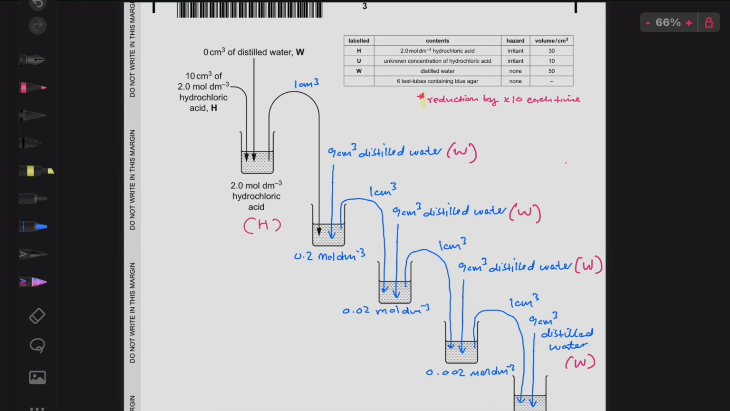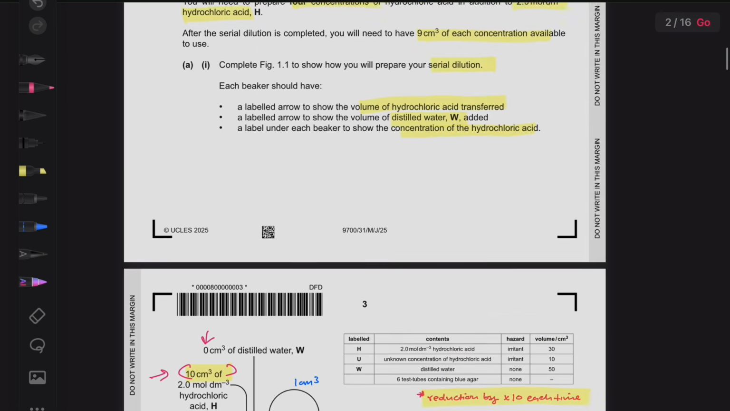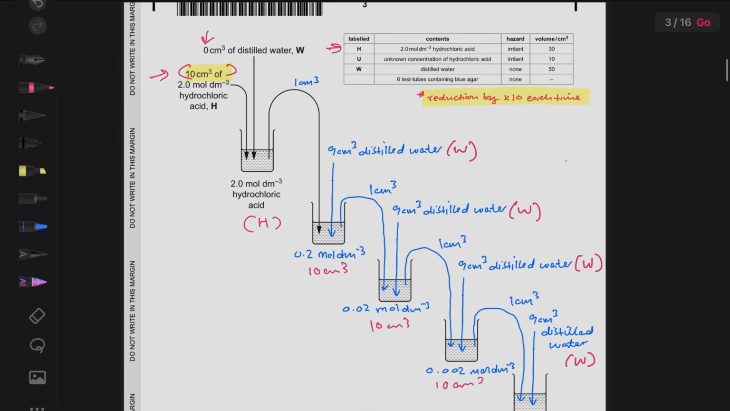So they did say a reduction by a factor of 10 each time, and they've started us off with 10 cm³ of our standard solution. So we know that each time we make a dilution, we have to have 10 cm³ in each one. Okay, the first thing to know is that we've used 0 cm³ of distilled water here and 10 cm³ of our standard solution. So that's our solution number 1. Then what we need to do is we need the next solution to be 1/10 of that.